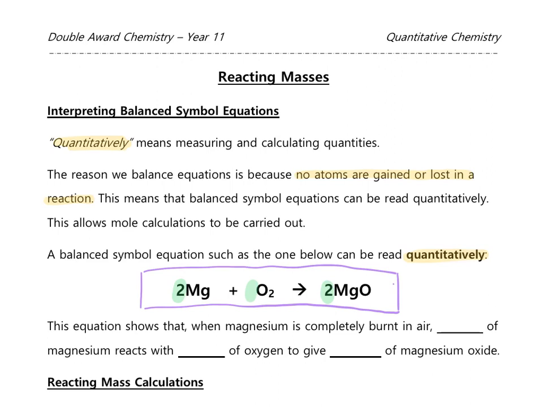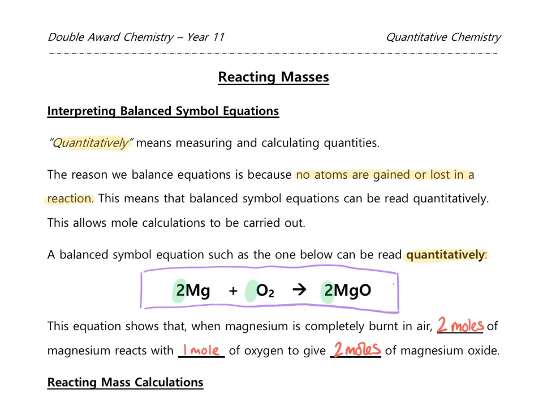So this equation shows that when magnesium is completely burnt in air, if we were to have 2 moles of magnesium, it would react with 1 mole of oxygen. We can see that by the balancing number ratio. It's 2 to 1 from magnesium to oxygen. And that would give us 2 moles of magnesium oxide.